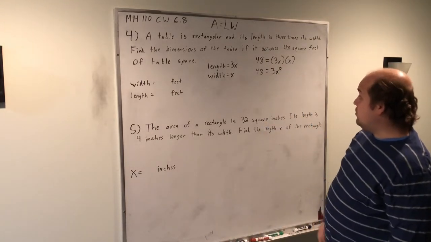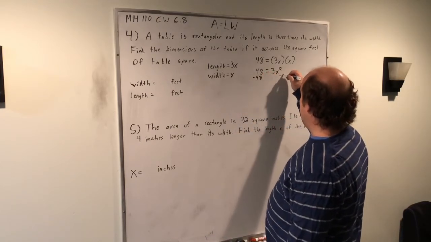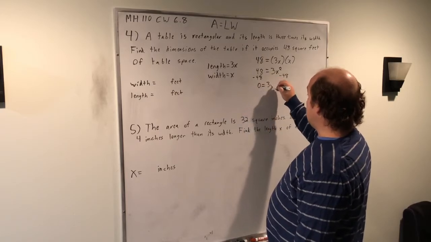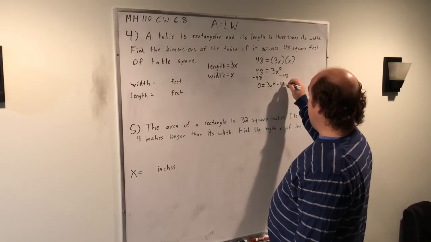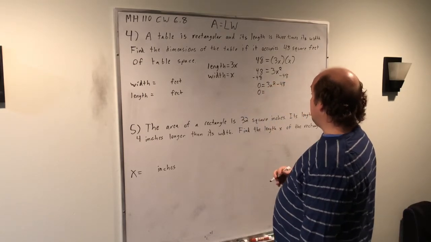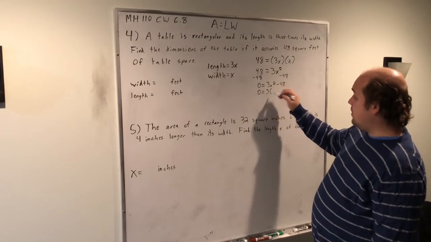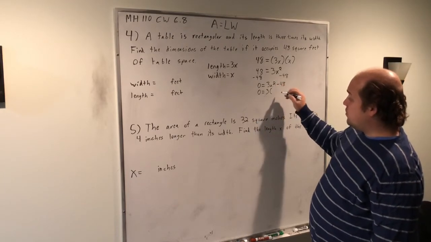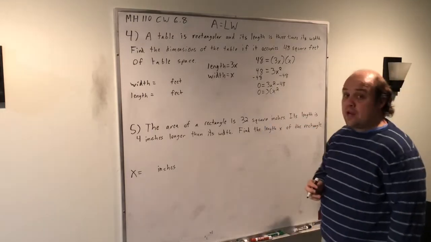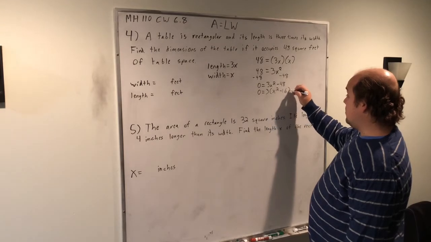What I would now do is subtract 48 from each side, minus 48 here, minus 48 here. That would give me 0 equals 3x squared minus 48. I can take the common factor 3 out of both things. When I do that, 3 comes out front. 3x squared divided by 3 just gives me x squared. And negative 48 divided by 3 would give me negative 16.